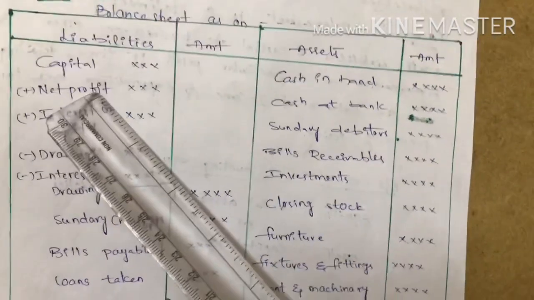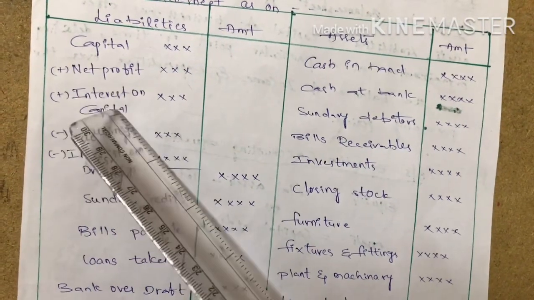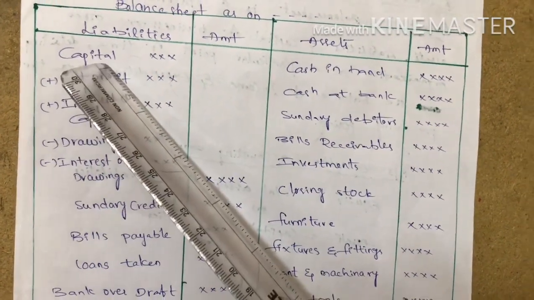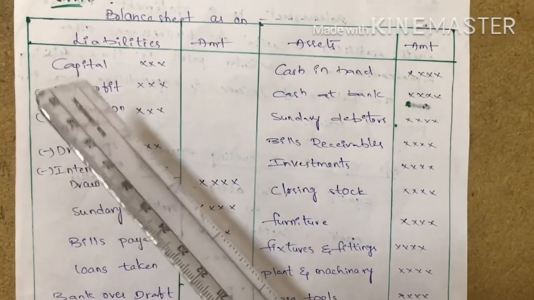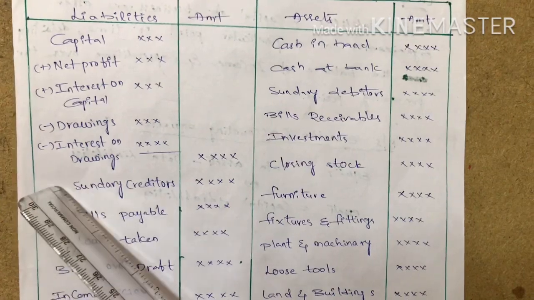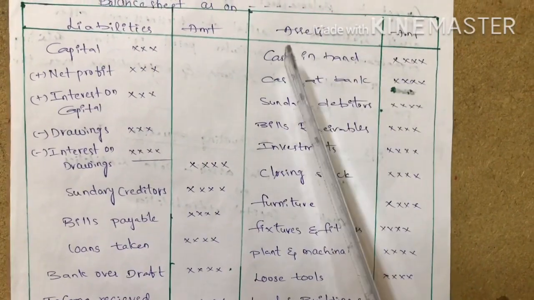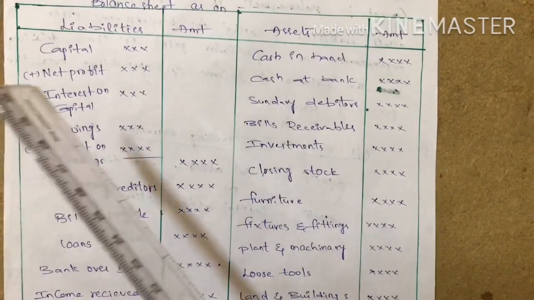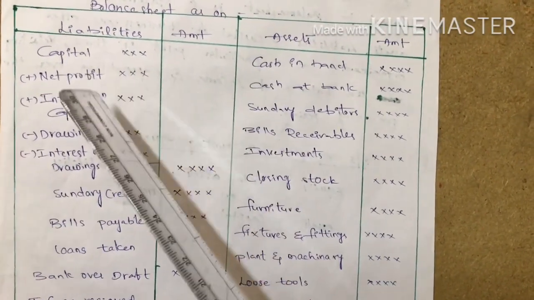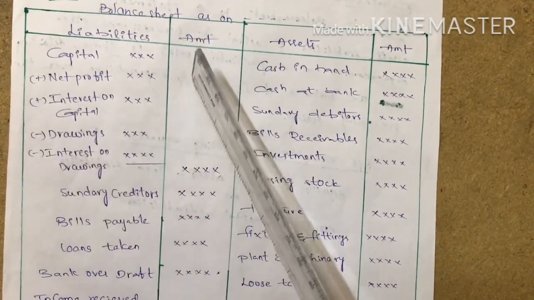If in the given problem any net profit or interest on capital is there, we add both these to the capital. Remember the point of the profit and loss account: at the finishing of the profit and loss account, we find out the net profit. The net profit will be transferred to the balance sheet. So the profit and loss account's net profit amount is transferred to the balance sheet.